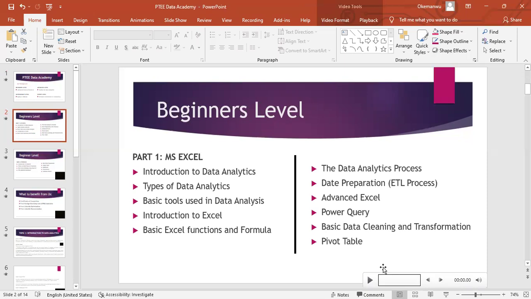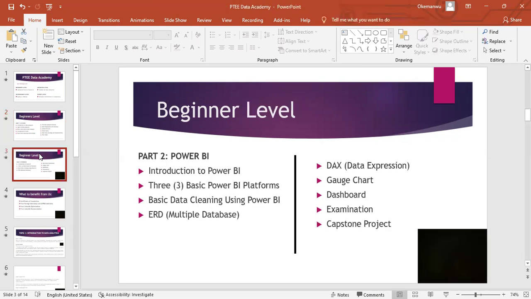Then advanced Excel, that is the use of Power Query. With the use of Power Query, then basic data cleaning and transformation, pivot table and all that, preparation of dashboard. Then part 2 of it is with the use of Power BI.